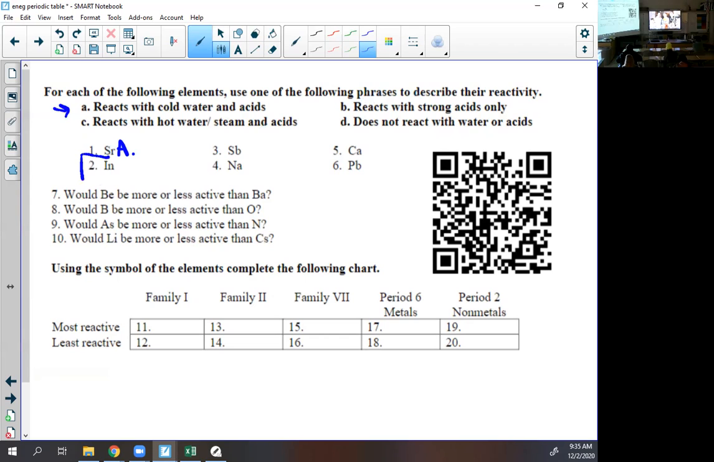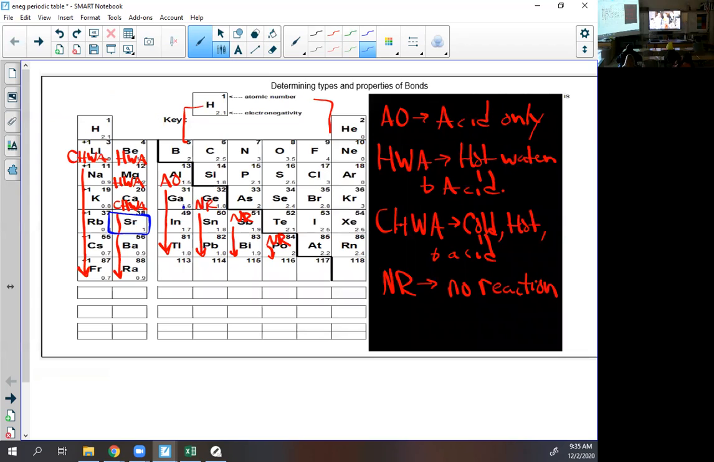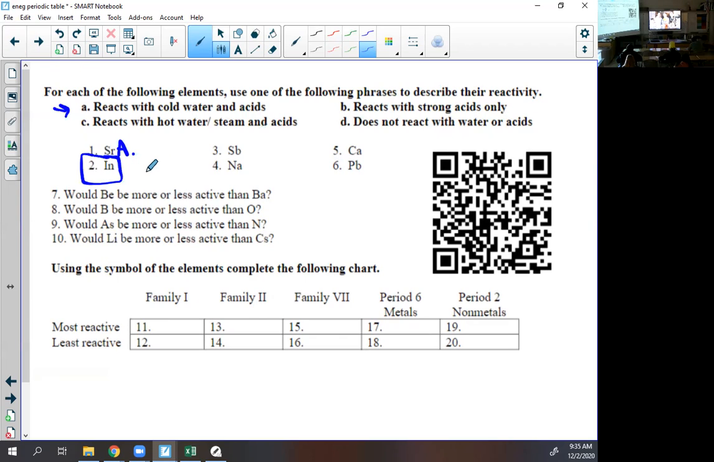All right, IN. Will you try that on your own? IN is indium. It is right here. So looking at your table, tell your partner which one of these best describes IN. All right, I heard one person say something. What do we think? I hear A and I hear D. B? I hear A, B, and D.